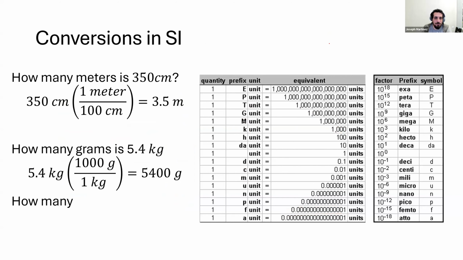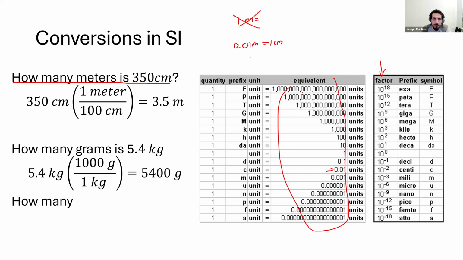You might ask, how do you do some conversions? Well, they're not that hard, right? Because now we're looking at factors of 10. All of these are factors of 10, 10 to some power in this case. You can see the different factors on here. So when we look at a question and say, how many meters is 350 centimeters? Well, what we know is 0.01 meter is equal to 1 centimeter. That's from this chart right here.